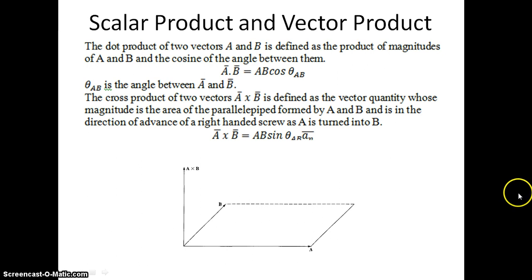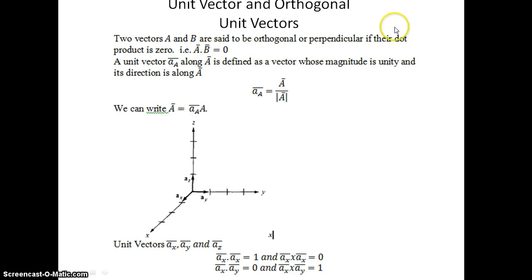So, considering unit vectors and orthogonal vectors. Two vectors A and B are said to be orthogonal or perpendicular. Orthogonal and perpendicular both have the same meaning. If their dot product is 0, then the vectors A and B are said to be perpendicular, that is, A dot B equal to 0.